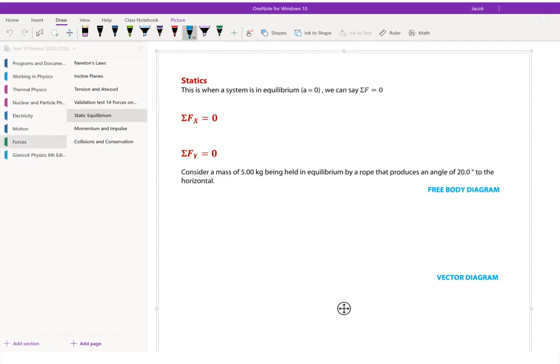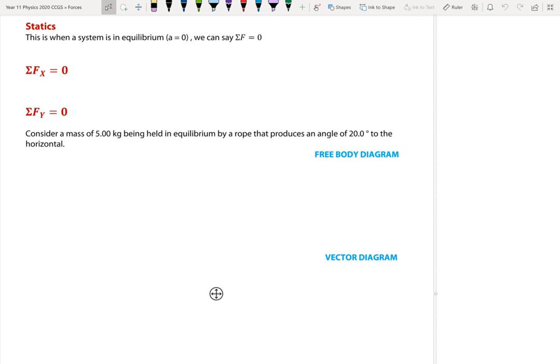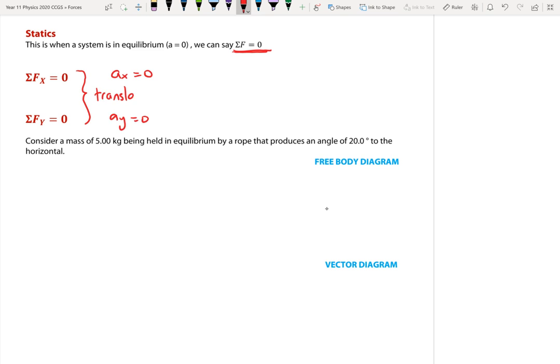Okay, let's now go to statics. This might be a little bit leading into the Year 12 course, but it's not that tricky. Basically, when an object's in equilibrium, we can make the statement that all of the forces balanced are equal to 0. But we can also say that all of the forces in the horizontal sum to 0, which means that the acceleration in the horizontal is 0. It's not accelerating left or right. In the vertical, the same. It's not accelerating up or down. We call this translational equilibrium. Okay? It's not translating left, right, up, down, forwards, backwards.